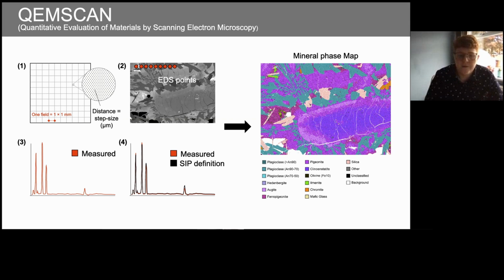The measurements are taken at each point, and these measured spectra are then compared to a predefined mineral definitions list. This list includes SIP entries, a species identification protocol, essentially a little file specifying all the characteristics of a particular mineral. It compares them, finds a match in the database, and each mineral also has a specific colour in the database, and as you can see, it gradually builds up a mineral phase map of your sample. So it provides us with textural data as well as mineralogical data.